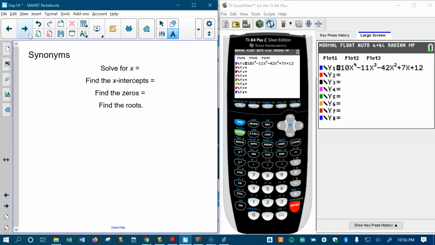Let's go over into our notes. Your notes should have already been given to you by the sub, and if you did not get it, please ask the sub for the notes.